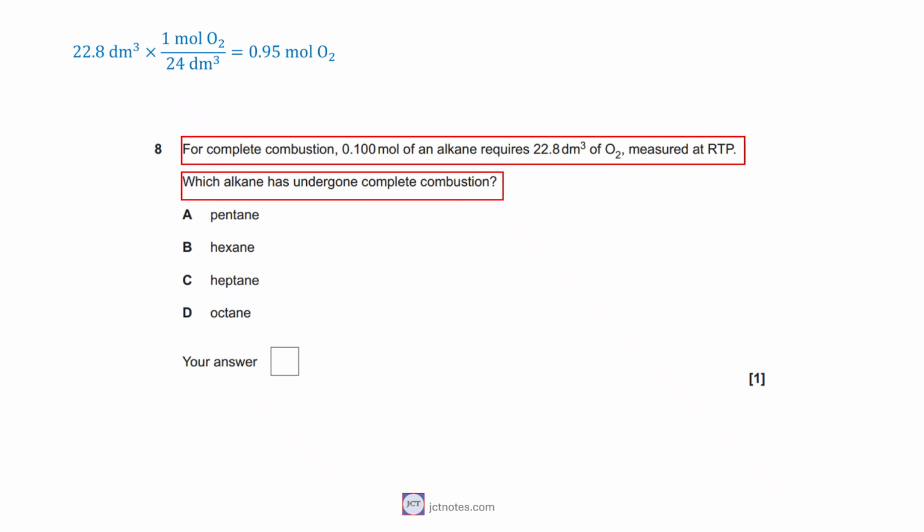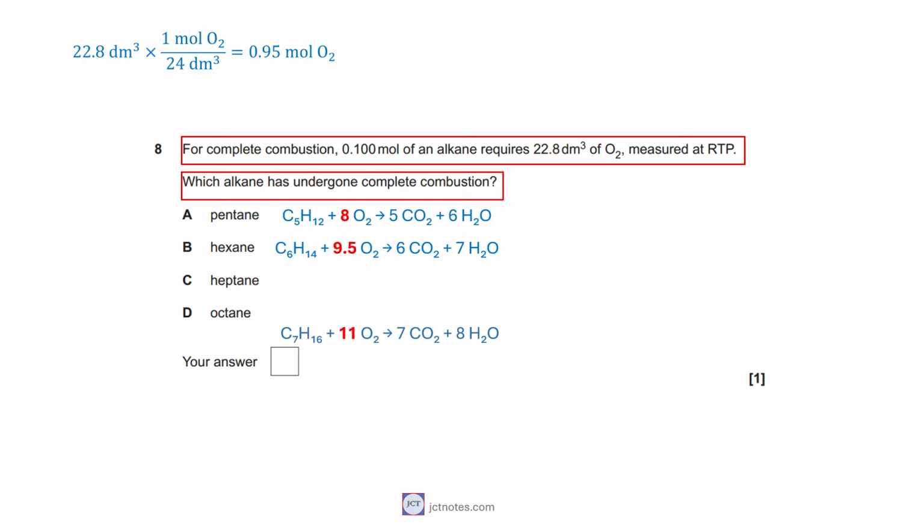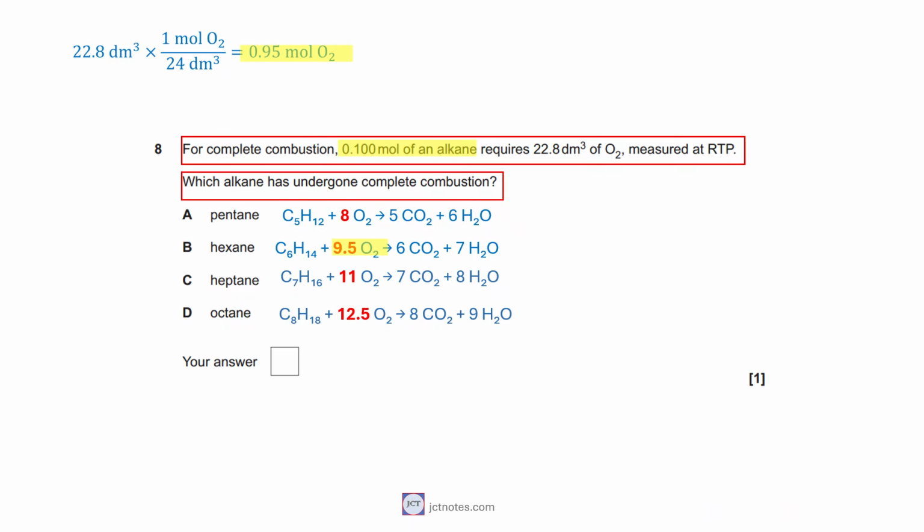We then calculate the ratio of alkane to oxygen for each complete combustion. For 1 mole of pentane, we need 8 moles of oxygen. For 1 mole of hexane, we need 9.5 moles of oxygen. For 1 mole of heptane, we need 11 moles of oxygen. For 1 mole of octane, we need 12.5 moles of oxygen. With these proportions, we can see that for 0.1 moles of hexane we need 0.95 moles of oxygen. The answer is B.